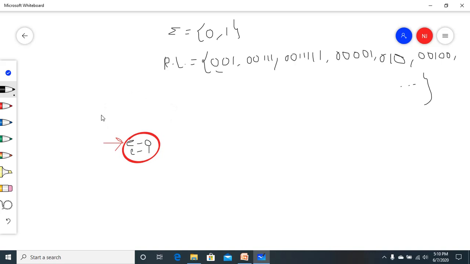Likewise, double zero, double one. Okay, so this is our starting state here: even number of zeros and even number of ones. Now for that starting state, we have to check 0 as well as 1. Let me start with the 0. If we add one more 0, then the count will vary. It becomes an odd number of zeros and an even number of ones.